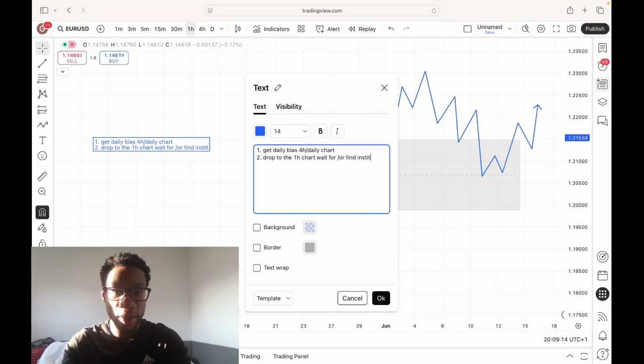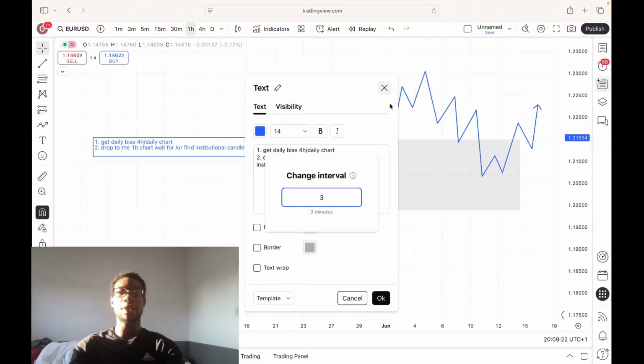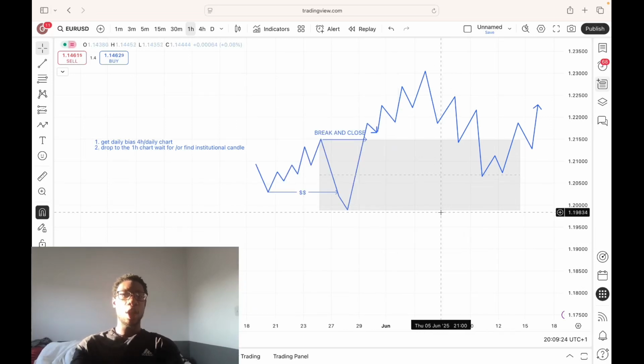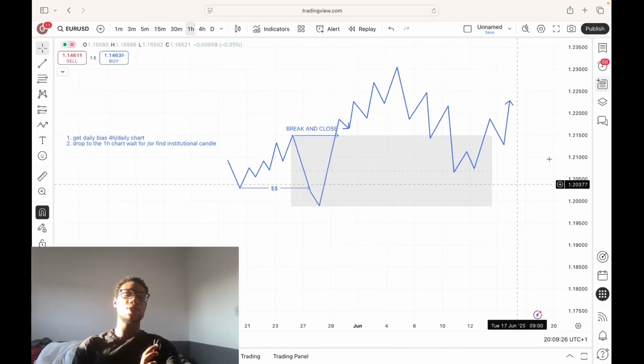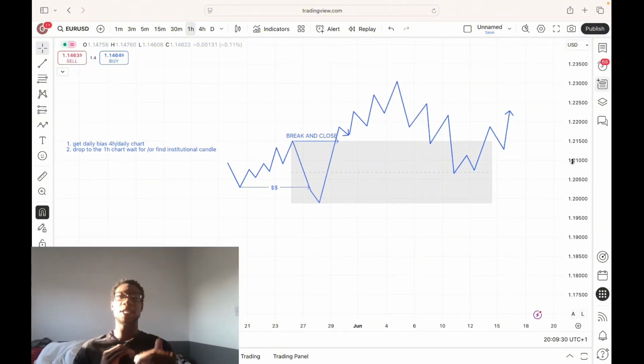Can I even spell? Institutional candle. Yep, there we go. And quickly, while I'm here, let me just say this. No, I'm not wrong. How do I know whether an institutional candle has been invalidated, has been mitigated fully, and I don't want to trade from it again?